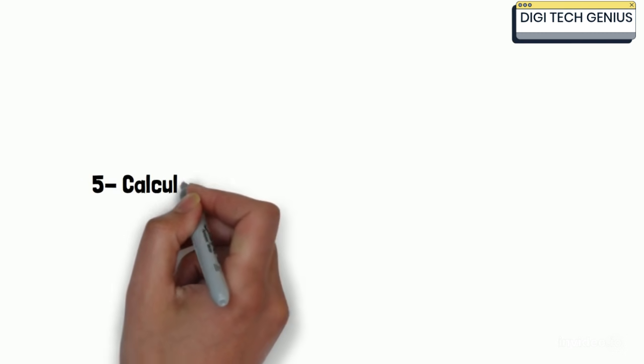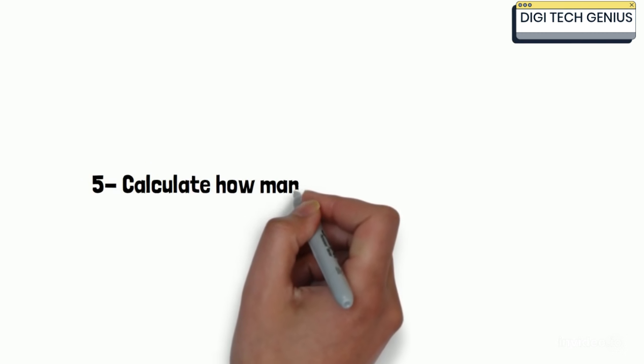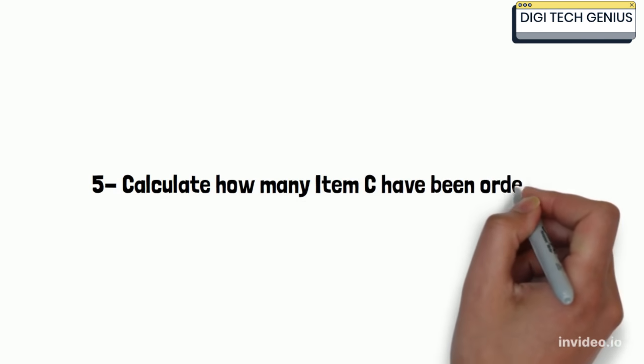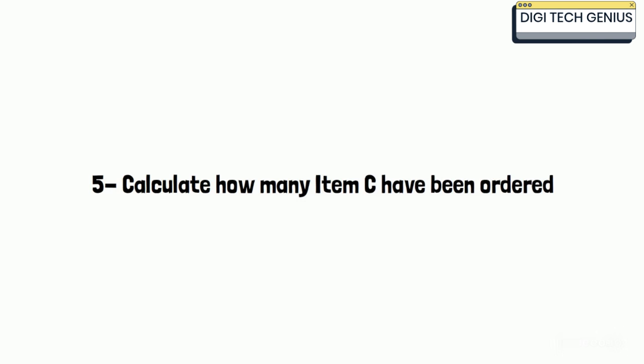So our next task will be to calculate how many of item C, let's say item C, have been ordered. We could have used any item, but in this case we are going to see how many of item C have been ordered.